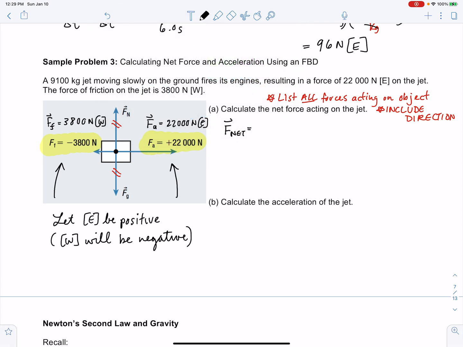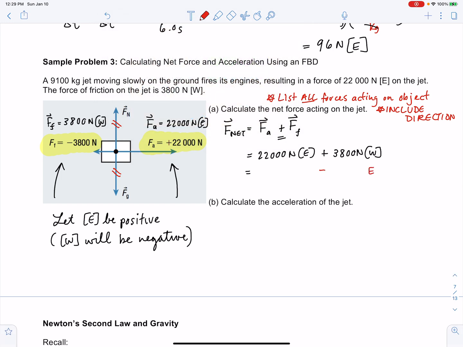So here we have the force applied by the engine plus the force of friction. Now notice I've kept the arrowheads on top and we're adding them together, and we have to make sure we put direction in. So we have 22,000 newtons east plus 3,800 newtons west. These are collinear vectors, but they're not in the same direction. So we're going to have to change them to both the same direction.